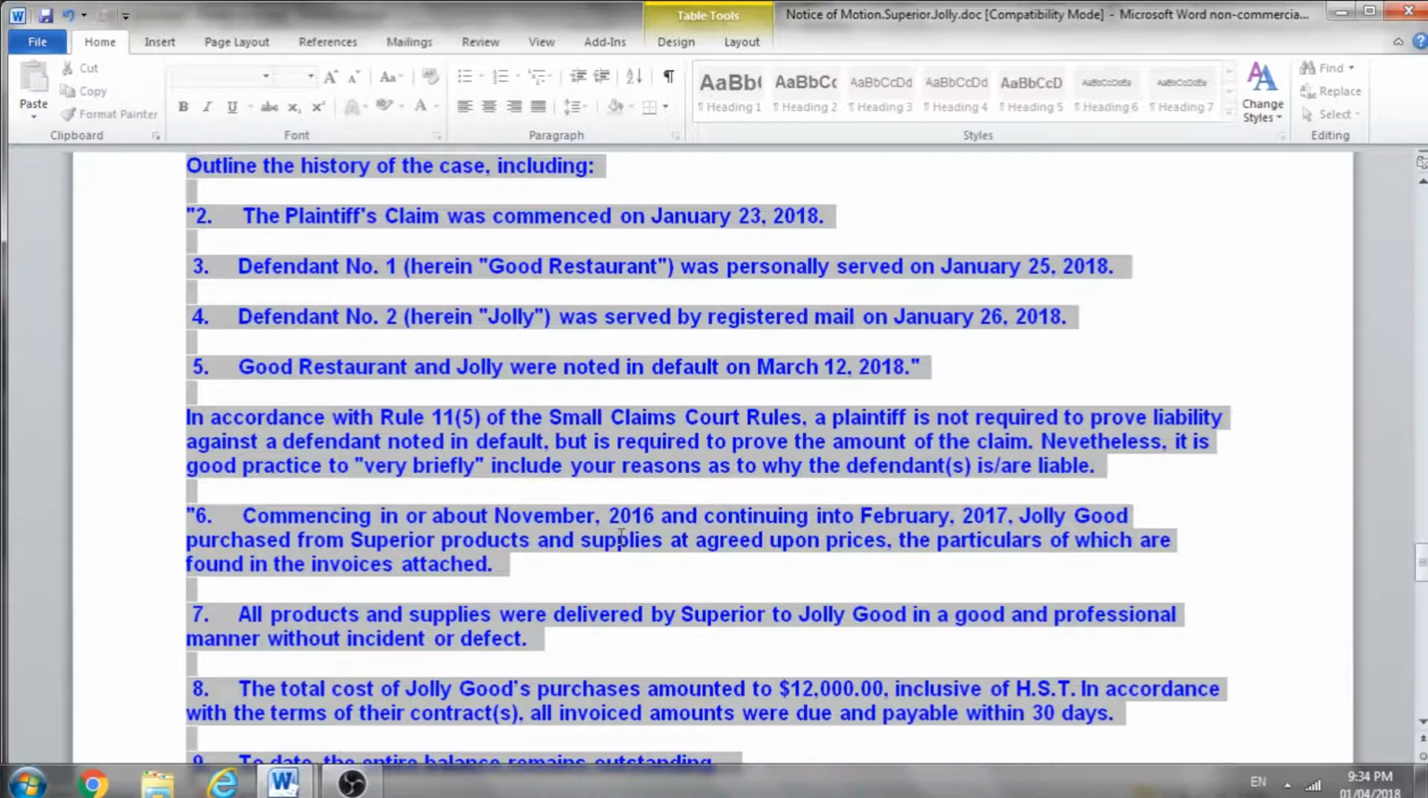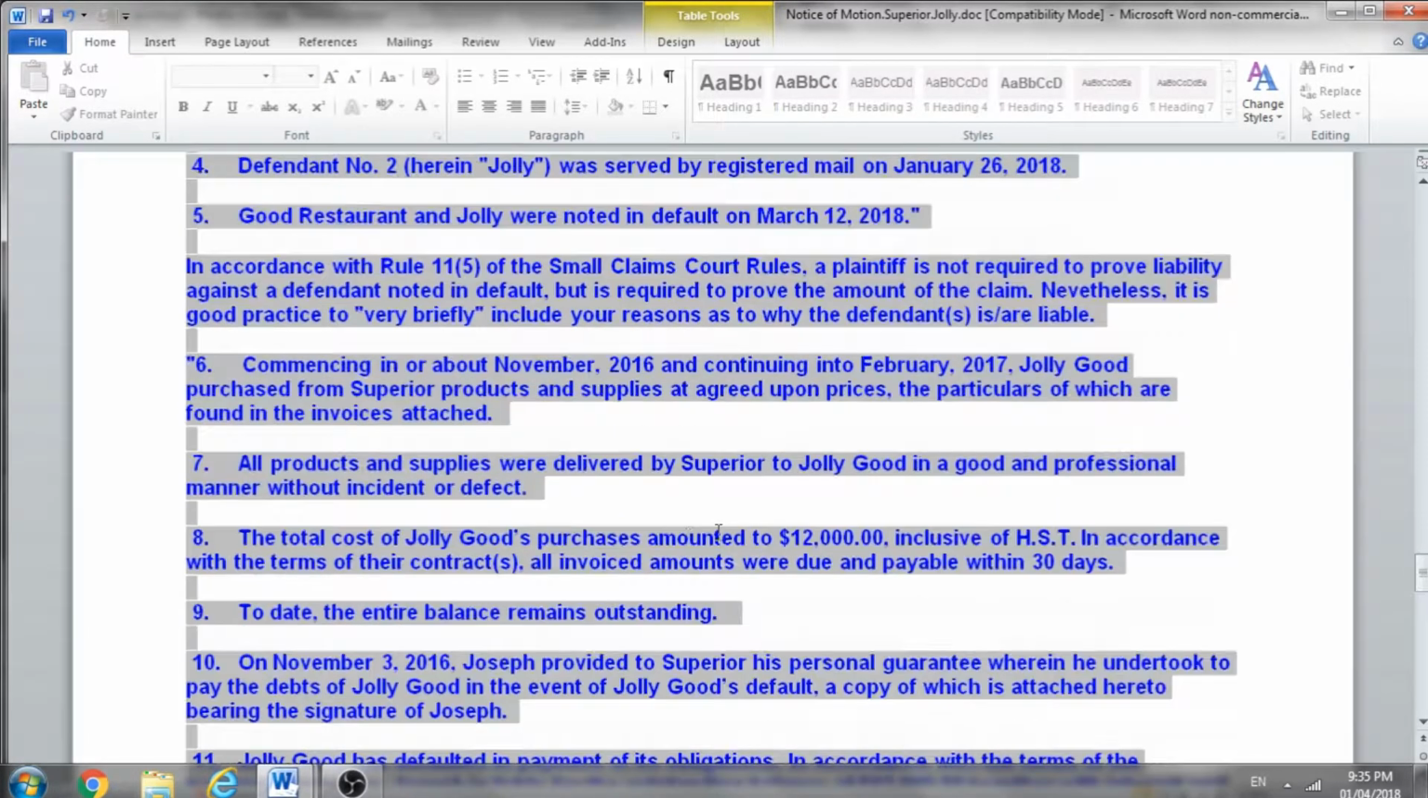Now, it's important to remember that Rule 11 sub 5 of the Small Claims Court rules states that a plaintiff is not required to prove liability against a defendant noted in default, but is required to prove the amount of the claim. Nevertheless, it is good practice to very briefly include your reasons as to why the defendants are liable, in addition to supporting the amount of your claim.